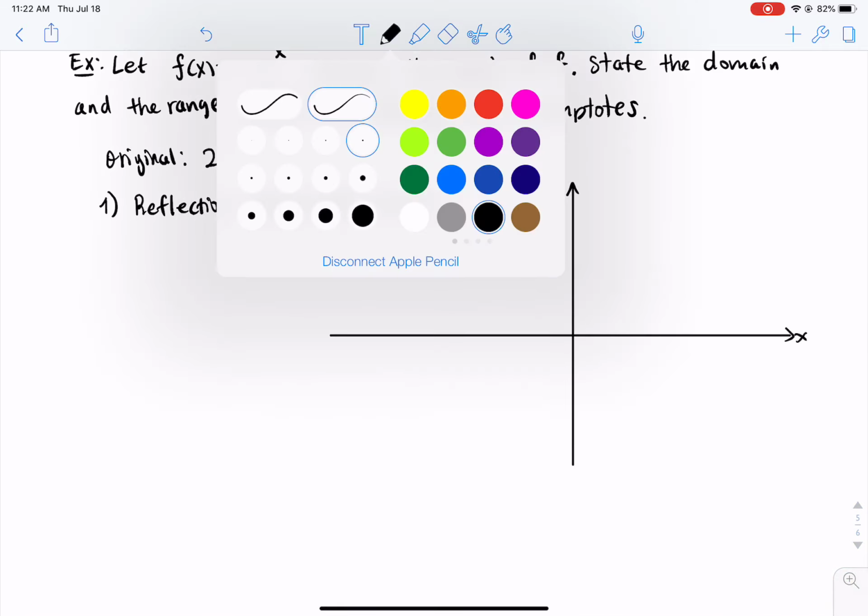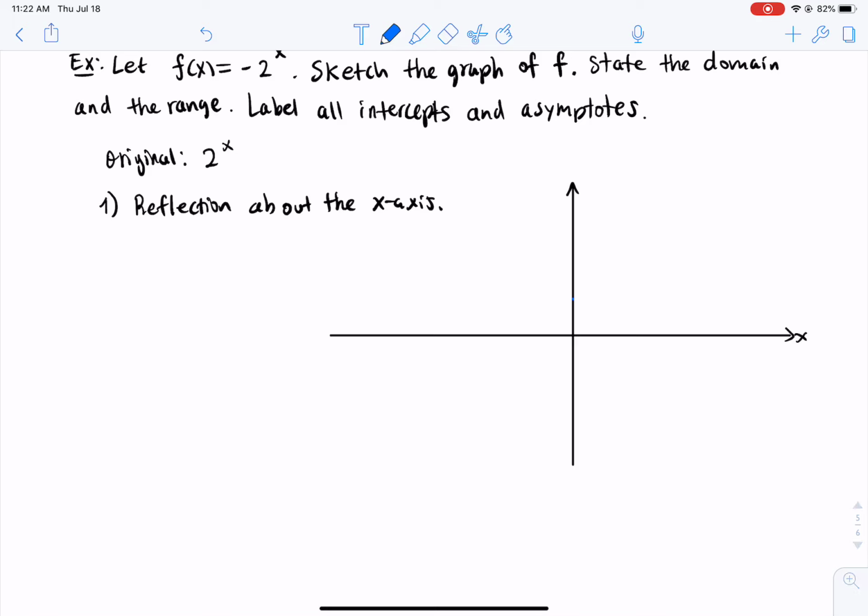Here is the original function, right? It passes through the point 0, 1, and it looked like this, like that. On this side, it looked like this, like that.